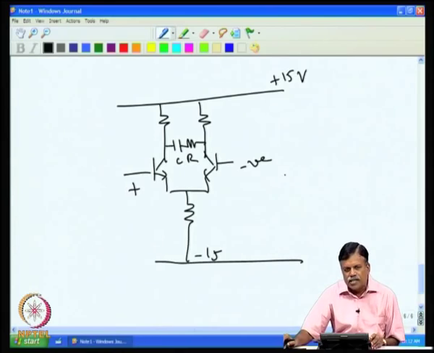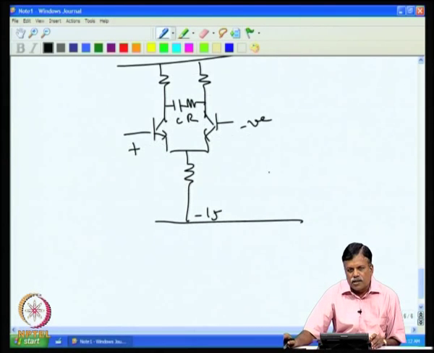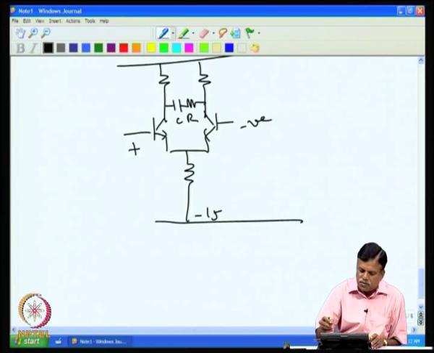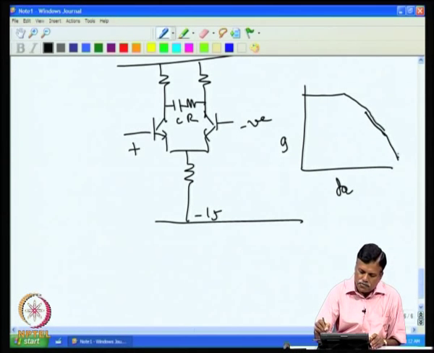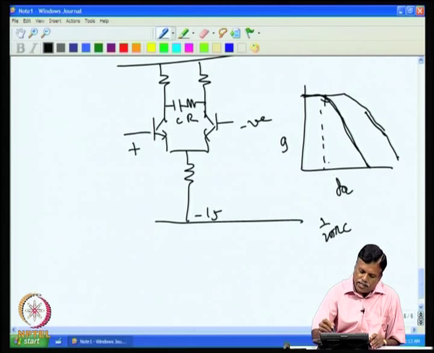RC is added such that you can shape the open loop frequency response, because the open loop frequency response, which is like this, as we had shown in the gain versus frequency curve, has multiple poles. Now, one can bring down the frequency response like this, as if it is a single pole frequency response, and the pole frequency is now shifted to this. This is given by 1/2 pi RC, and then one can bring it down to a very low frequency.